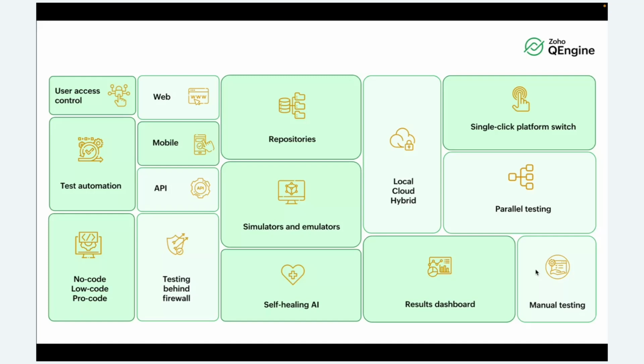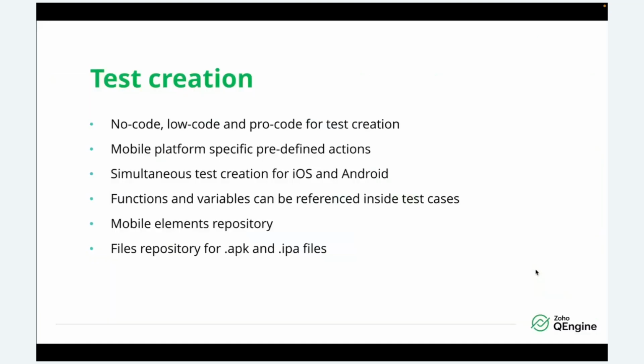And as I was saying, just like the web application testing that we saw in the previous webinar, for mobile application testing also, Zoho QEngine supports no-code, low-code, and pro-code for test creation. So what that means is using the no-code recorder, you can actually record your test cases very easily. You don't necessarily need to have any sort of coding knowledge for that. And the low-code builder lets you create test cases by simply dragging and dropping actions which are present on the left-hand side, frequently used actions for mobile application testing. You can just drag it onto the editor and create a test case.